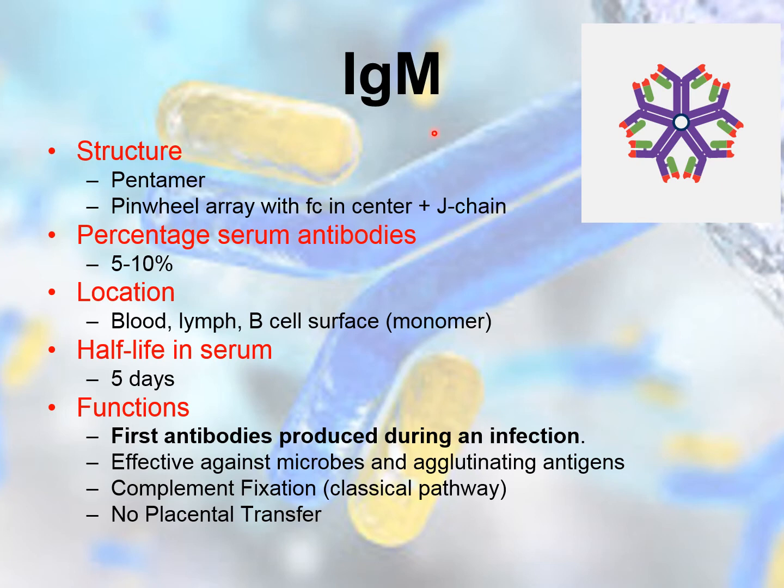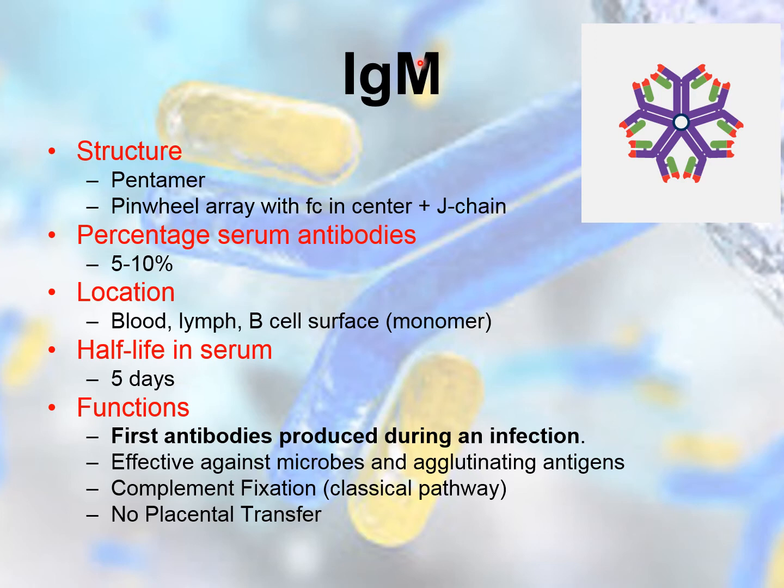So IgM contributes towards 5 to 10% of the total serum antibodies, and these IgM can be present in the blood, the lymph, and on the surface of B cells as B cell receptors, and they are generally in the form of a monomer instead of a pentamer. So the half-life of IgM in the serum is 5 days.